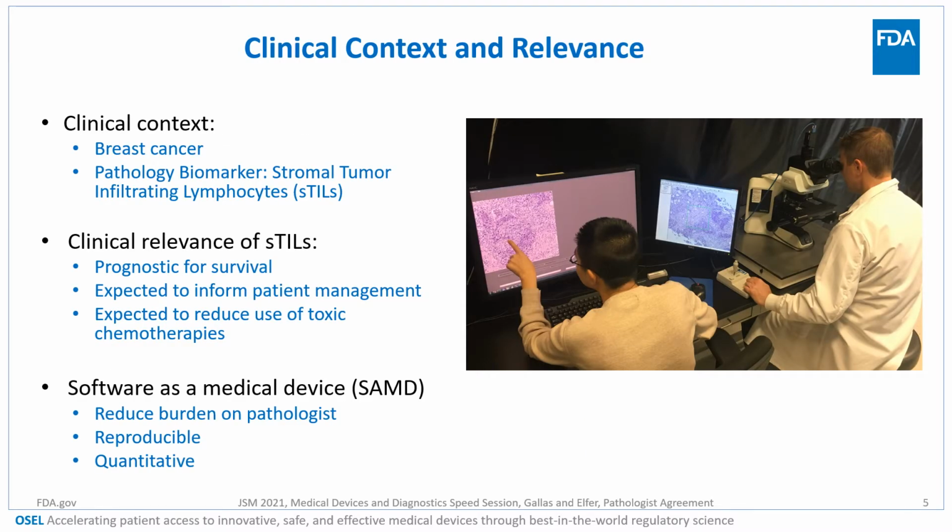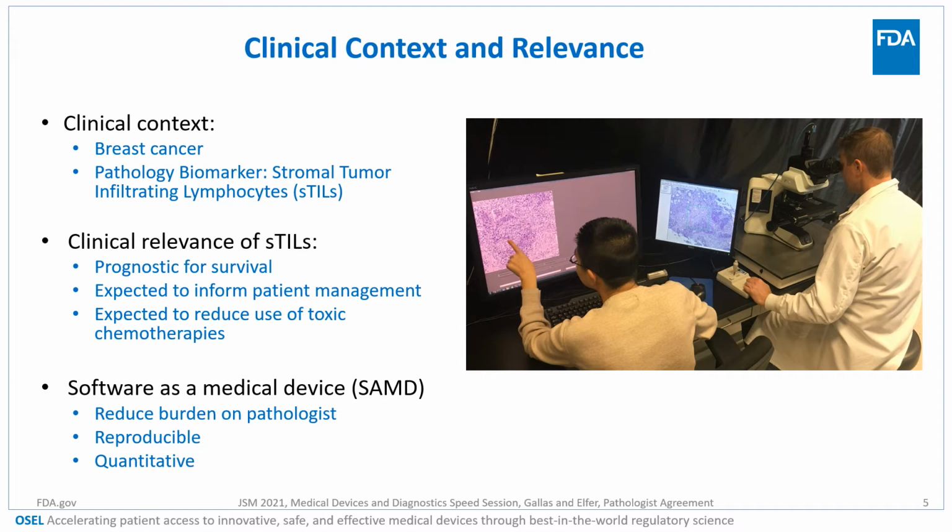Let's start with the clinical context of this work. It's breast cancer, specifically a pathology biomarker called stromal tumor infiltrating lymphocytes, and it goes by the moniker sTILs. The clinical relevance of sTILs is that it's prognostic for survival, and it's expected to inform the patient management. The more sTILs, the better the prognosis, the better the survival, so we like sTILs. A patient with high sTILs might not need toxic chemotherapies.